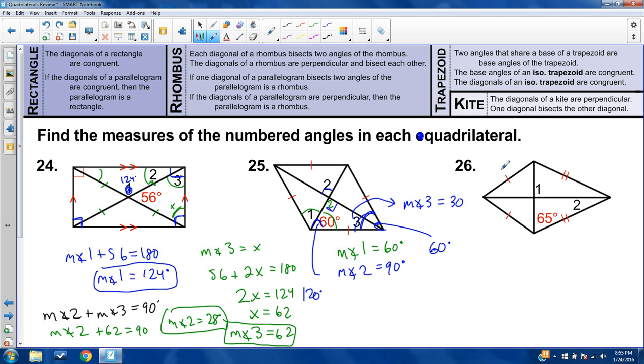Okay, this last one here, it's the look of a kite. Let's just go ahead and say that right now. The measure of angle 1 is 90 degrees because in all kites, the diagonals are perpendicular.